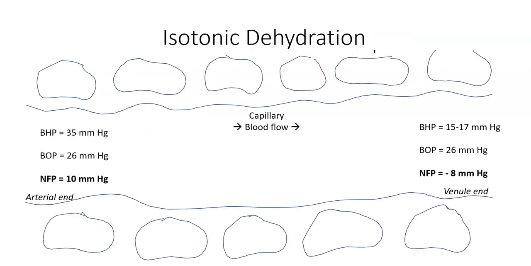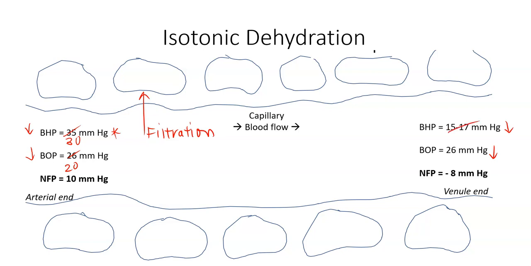Let's take a look at this image and work through how this would happen. So with isotonic dehydration, what are we losing? We're losing both hydrostatic pressure and osmotic pressure. So let's just play with our numbers. Let's knock our hydrostatic pressure down to 30 and our osmotic pressure down to 20. Which pressure here is normally responsible for filtration? That's hydrostatic pressure. Is it still the higher of the two numbers? At 30? Yes, it is.